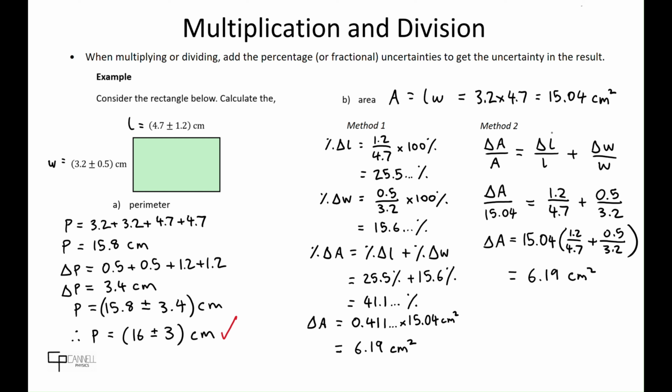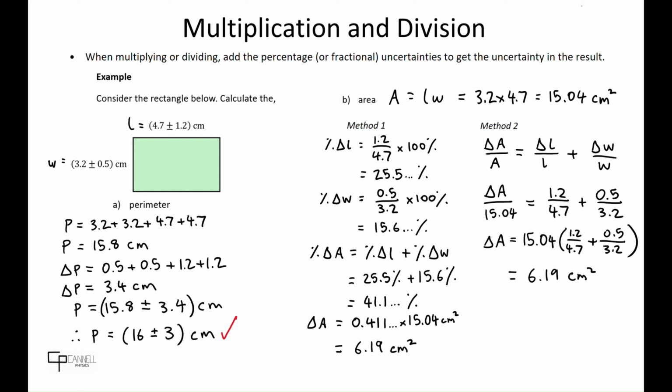So this top line here makes it clear why method 1 and 2 give you the same answer. Because if I multiply all of these terms, these fractions, by 100%, that is adding the percentage uncertainties to get the percentage uncertainty in area. But since that 100 is common in each term, that just ends up cancelling out anyway. So method 2 is my preferred method because there is less work to do.